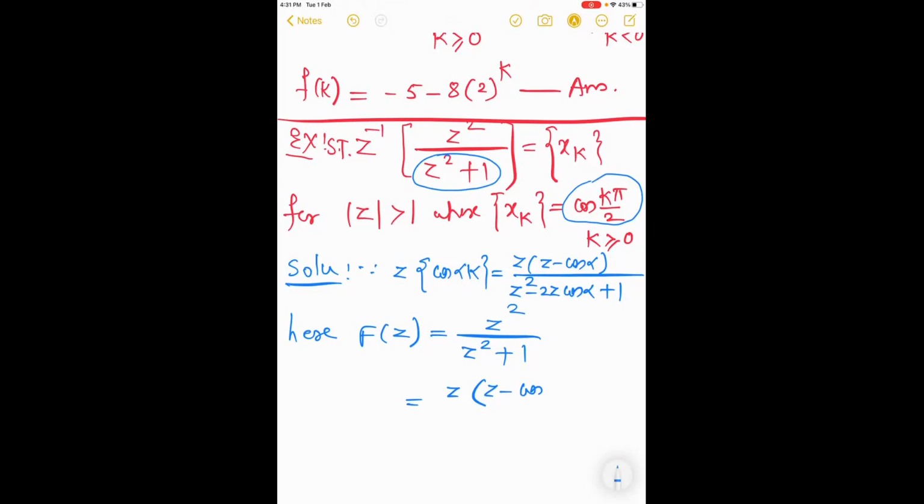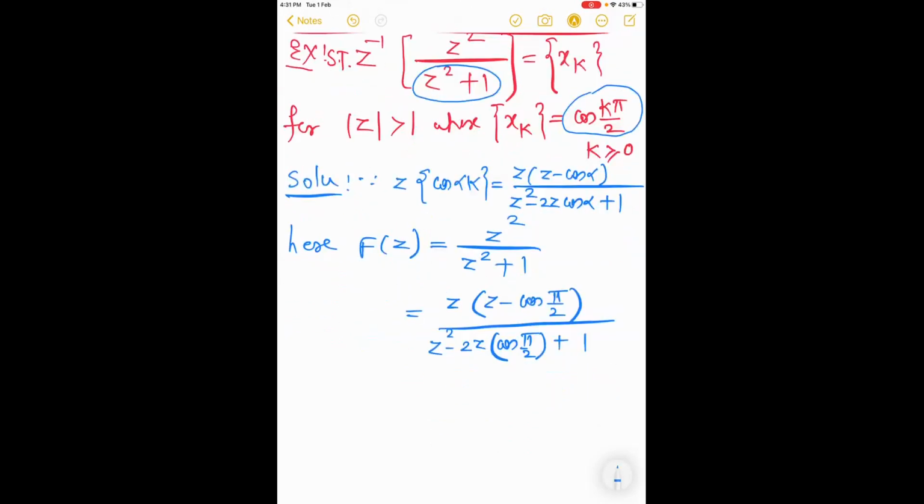Pi by 2. So cos of 90 degrees is always 0. So we can write this as cos pi by 2. Now whatever you have written in the numerator, the same thing should be there in the denominator: z square minus 2z cos pi by 2 plus 1. Correct? And this is 0, so we are getting the answer. So z square upon z square plus 1 can be written like this: z into z minus cos pi by 2 upon z square minus 2z cos pi by 2 plus 1.